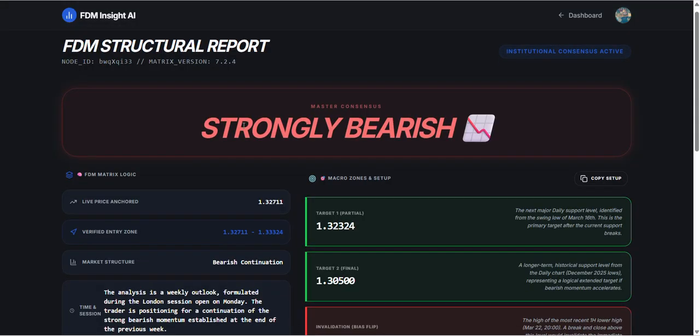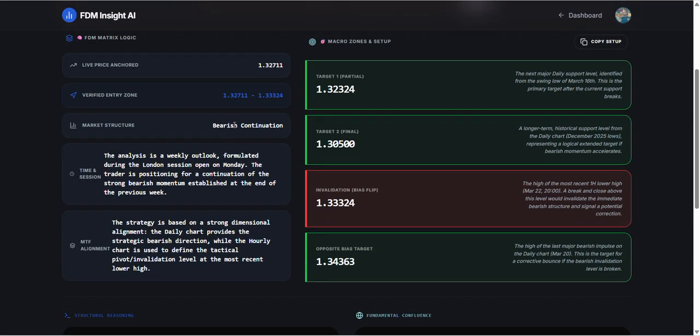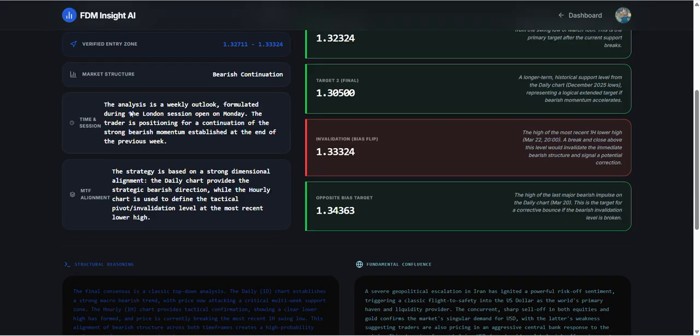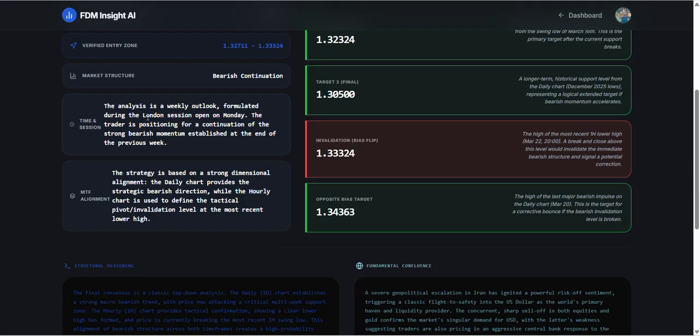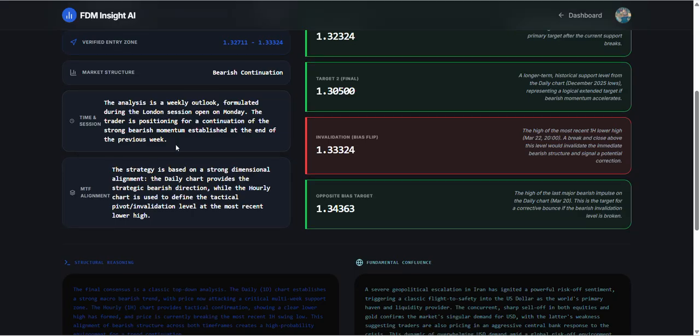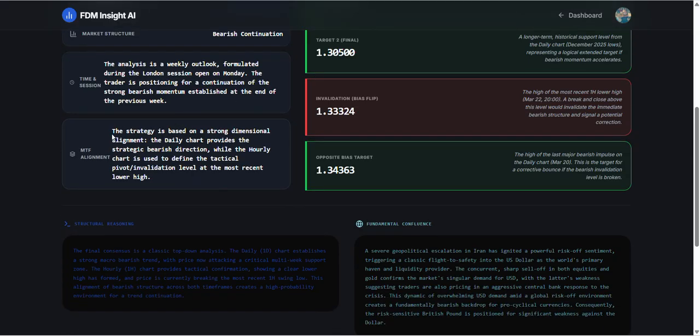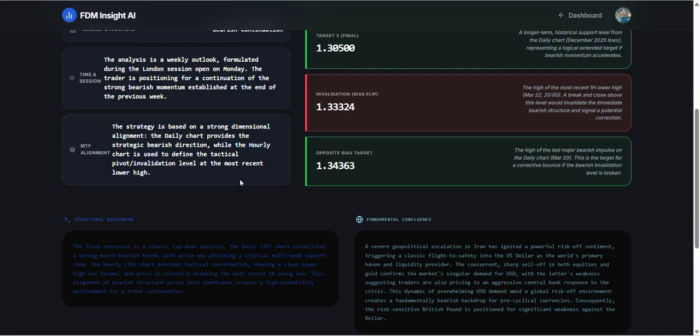So it's very strongly bearish, as Tom would say, very strongly. Its pivot entry area is from 1.32711 to 1.33324. In validation, target analysis, a weekly outlook formulated during the Asian session open on Monday. It is positioning for continuation of a strong bearish momentum established at the end of the previous week. The strategy is based on a strong dimensional alignment. The daily chart provides the strategic bearish direction, while the hourly chart is used to define the tactical point, with the invalidation level at the most recent lower high.